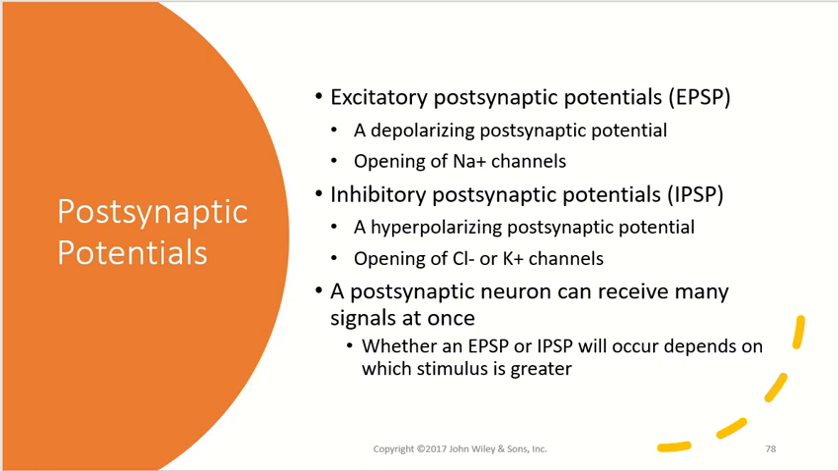So let's talk about these postsynaptic potentials. There are two different possibilities for these. We can either have an excitatory postsynaptic potential, an EPSP for brevity's sake, and this is going to be a depolarizing postsynaptic potential, and it's going to be caused by the opening of sodium channels. Alternatively, we can have an inhibitory postsynaptic potential, an IPSP. This is a hyperpolarizing postsynaptic potential, and it's caused by the opening of chloride or potassium channels. So a postsynaptic neuron can receive many different signals all at once, but whether an IPSP or an EPSP is going to occur is going to depend on which of the stimuli is greatest.